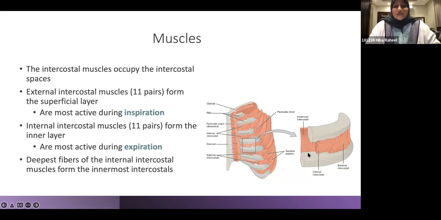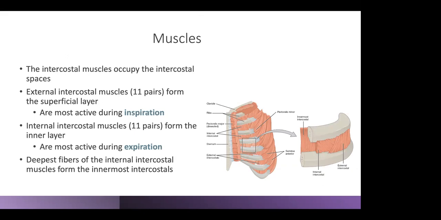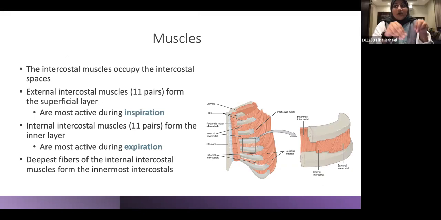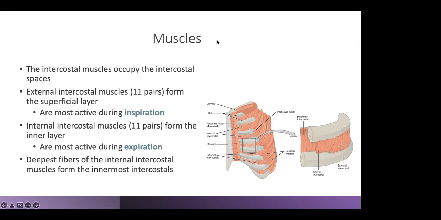Okay, so the intercostal muscles are of three types: external, internal, and innermost. Intercostal is just the term. Intercostal means between the costas, between the ribs. So it's the same name, but this muscle is located in different places. So we have an external, an internal, and an innermost. Does that make sense? Yes, thank you.